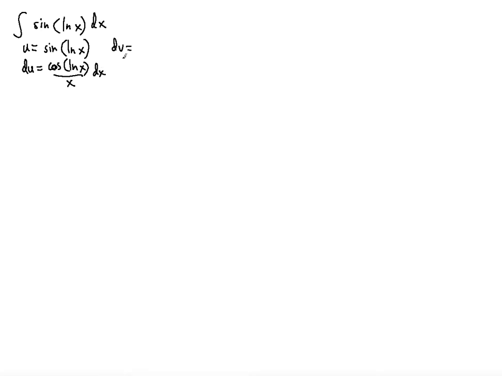Now dv is going to be equal to 1 dx, because everything else is just 1. And v is equal to x. So that is equal to uv, the product, x sine ln x, minus v du. Now in v du, the x's will cancel out, so you will have basically minus the integral of cosine of ln x dx, and that's it, because the x's cancel out when you multiply v and du.